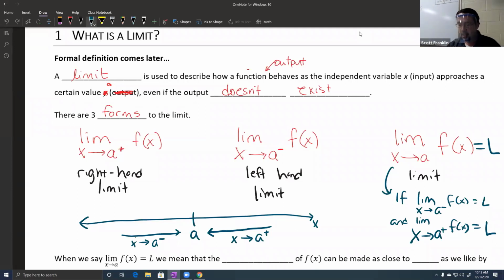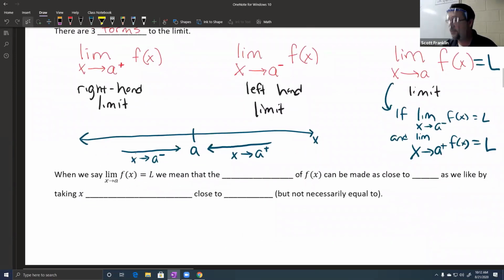Okay. So here's the idea. For this notation, the a plus means come in from the plus side. A minus means come into a from the left side, right? And then if when you come in, you get to the same height on both sides, that's what you mean when the limit equals that value. A lot of practice coming up, so you'll get the hang of this as you see some pictures.